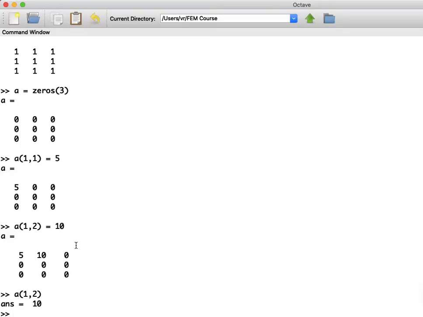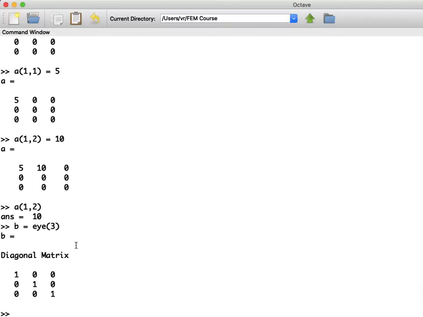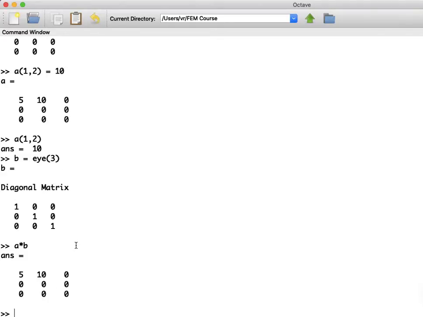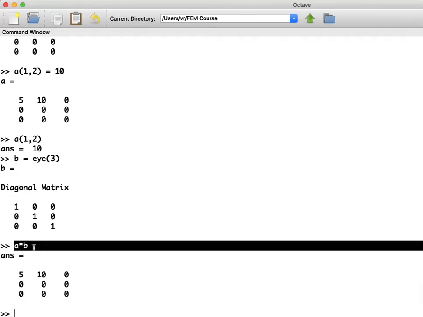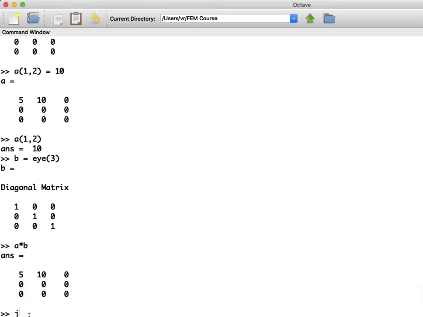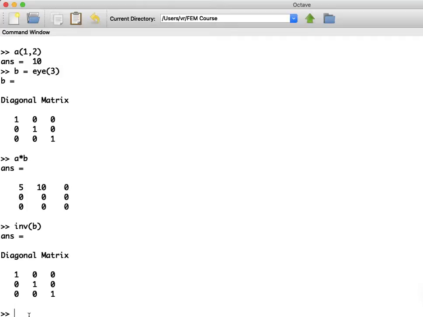Okay, now if you want to multiply two matrices, so let us say b is, I think, the identity matrix. Okay, so now if I want to multiply a times b, I just have to do that. Okay, so a times b will give me a only when b is the identity matrix. So as you can see, it's a simple command in order to do the matrix multiplication. Similarly, let us say I want to do inverse. Okay, so the inverse of the identity matrix is the same identity matrix.